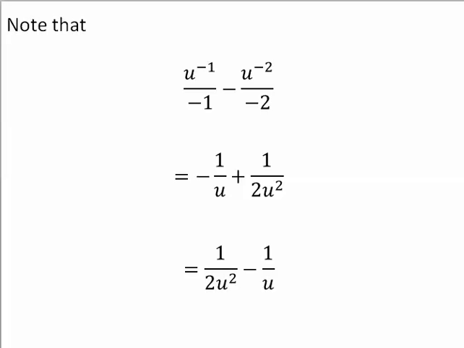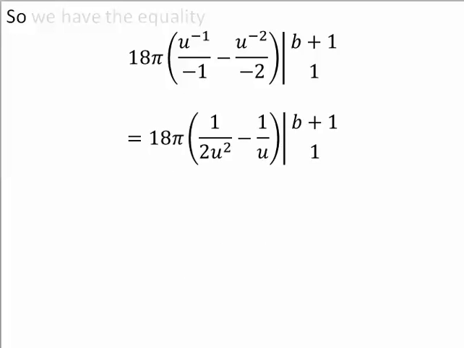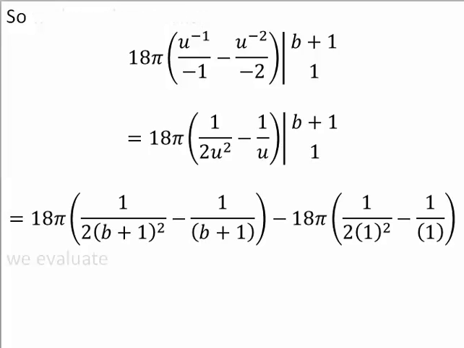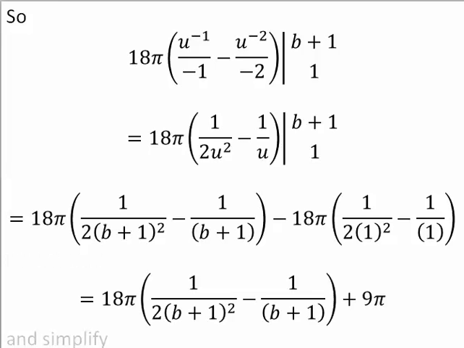So what I'm going to do is I'm going to use that equality to make the evaluation a little bit easier. Okay, so evaluate it at b plus 1 and then subtract the evaluation at 1. And this is what we get. A little bit of cleanup on that right-hand piece gives us 9 pi.